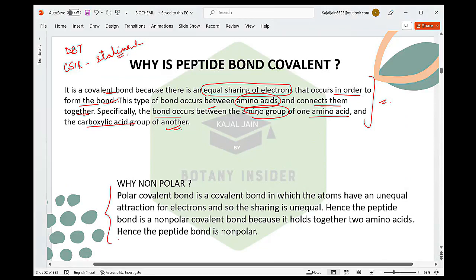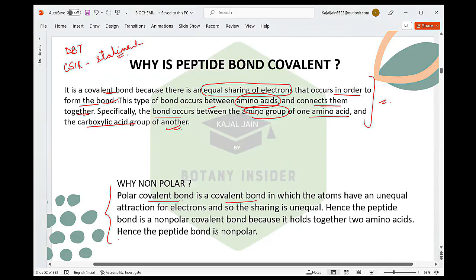And why is it non-polar? Like, why is the peptide bond non-polar? Because a polar covalent bond is a covalent bond in which the atoms have an unequal attraction, so the sharing is unequal. See, do not get confused over here. Peptide bond is covalent in nature, but it is non-polar in nature because equal sharing of electrons is there, but the attraction is not equal because of the resonance in there.